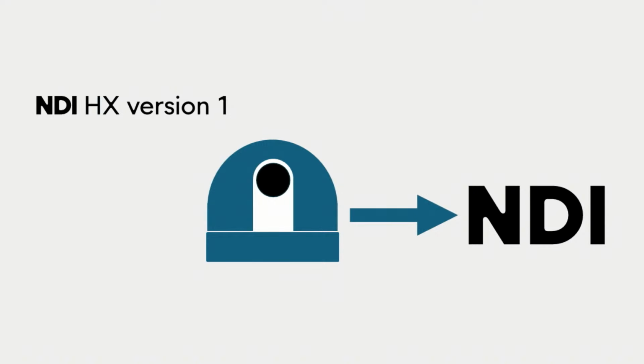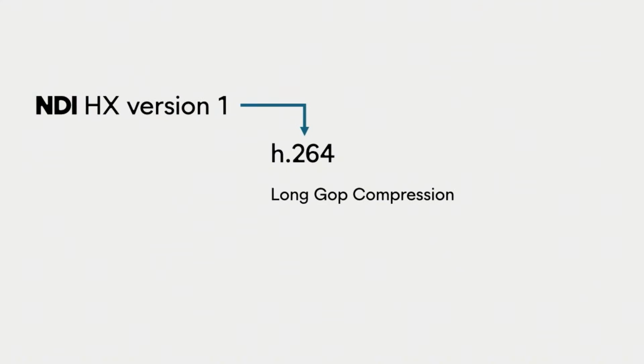NDI HX version 1 was only implemented by NewTek, specifically for cameras from Panasonic, PTZOptics, and Sony. And this was the first NDI release supporting a third-party codec, which at that time was H.264, which is a long-GOP compression. And the supported color space is YUV with 4:2:0 chroma subsampling and 8-bit color depth.